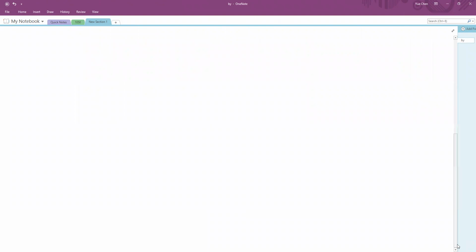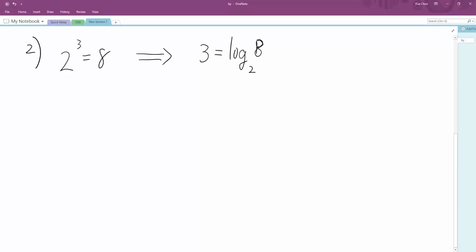Second one. We want to convert 2 to the third equals 8 to a logarithmic equation. When we studied this, we know that there is an equivalent form for the logarithmic equation, which is 3 is equal to log base 2 of 8, right?